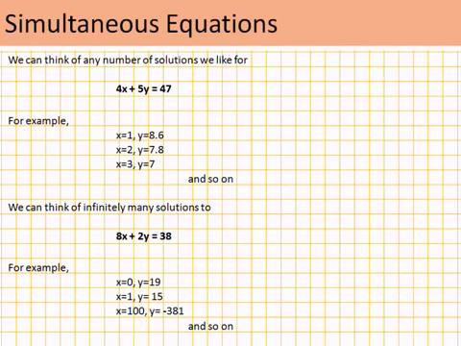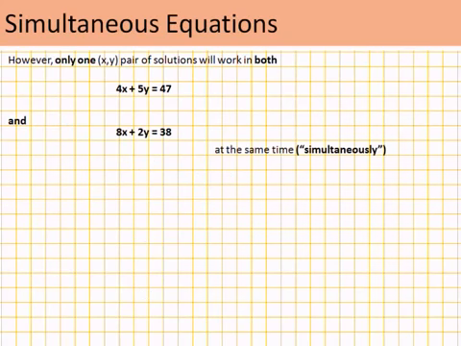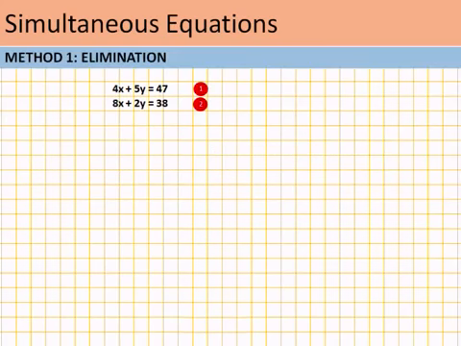So each of those separately has as many solutions as you care to work out for them, but there is only one solution for x and y that works in both of them at the same time. Another word for at the same time is simultaneously, which is where we get the title of the topic, Simultaneous Equations. And there's three ways of working out what those values are.